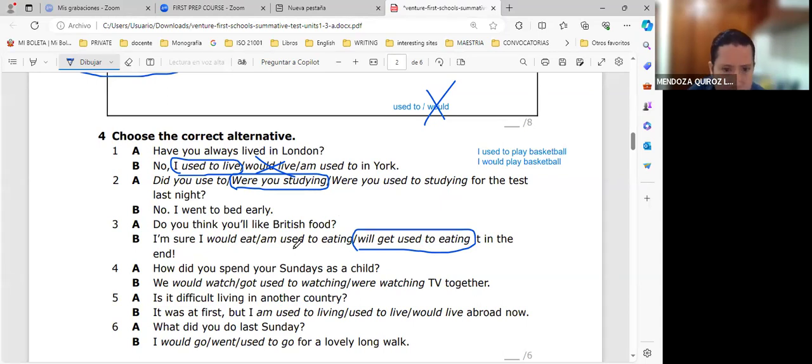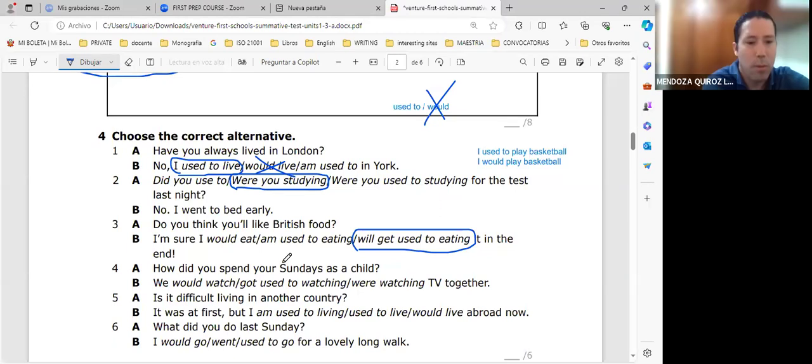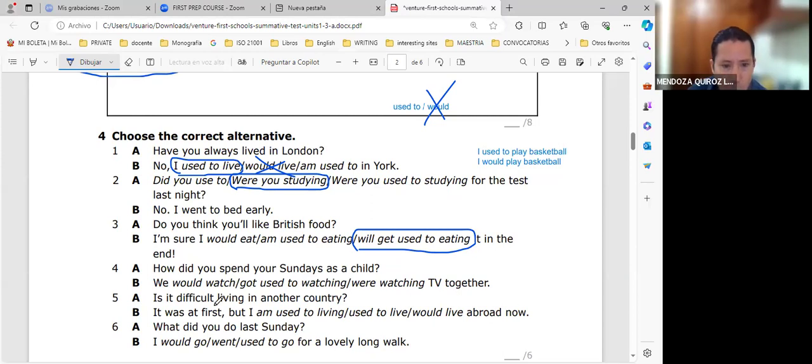Andrea, number 4. We would watch TV together. We will watch. We would watch. Yeah, give me a second. My battery is running out. So, oh, yeah. How did you spend your Sundays as a child? Repeat, please, Andrea. We would watch TV together. Yes, we would watch TV together, no? Excellent.